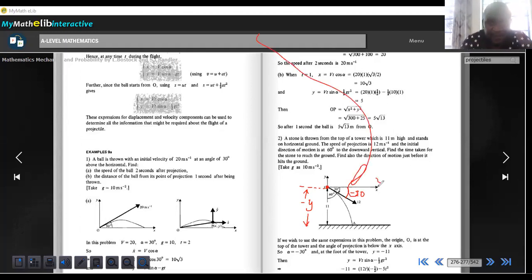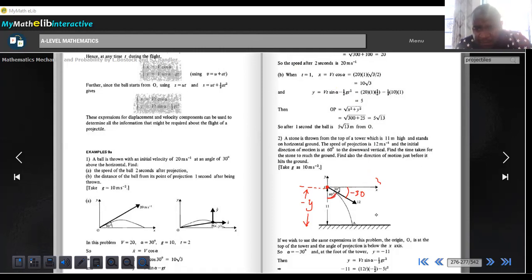It says a stone is thrown from the top of a tower, which is 11 meters high and stands on a horizontal ground. The speed of projection is 12 meters per second, and the initial direction of motion is 60 degrees to the downward vertical. So this is the 60 degrees to the downward vertical. Find the time taken for the stone to reach the ground. Find also the direction of the stone just before it touches the ground.